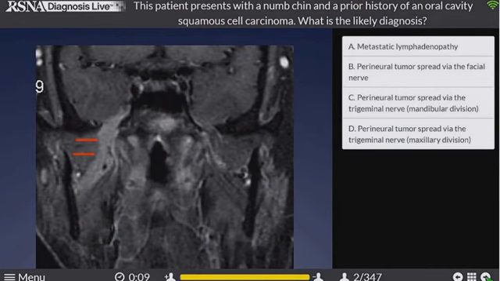What is the likely diagnosis? Is this metastatic lymphadenopathy? Is this perineural tumor spread via the facial nerve? Is it perineural tumor spread by the mandibular division of the trigeminal nerve? Or perineural tumor spread via the maxillary division of the trigeminal nerve?